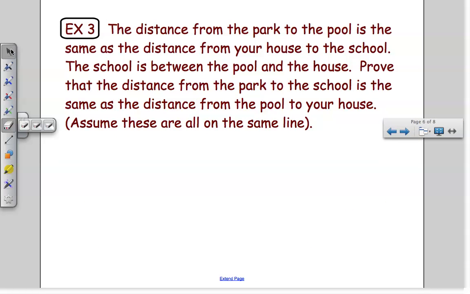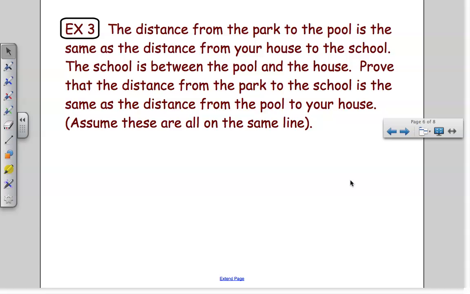Alright, one more proof today. The distance from the park to the pool is the same as the distance from your house to the school. The school is between the pool and the house. Prove that the distance from the park to the school is the same as the distance from the pool to your house. Assume these are all on the same line.